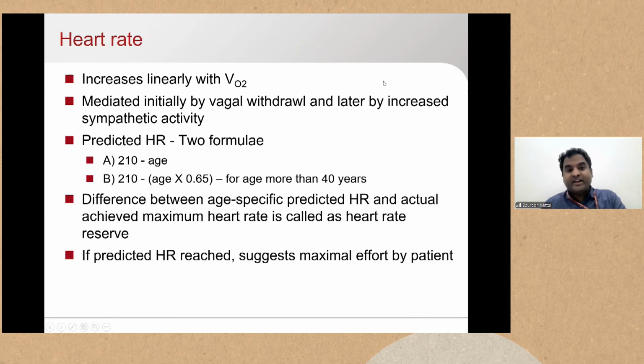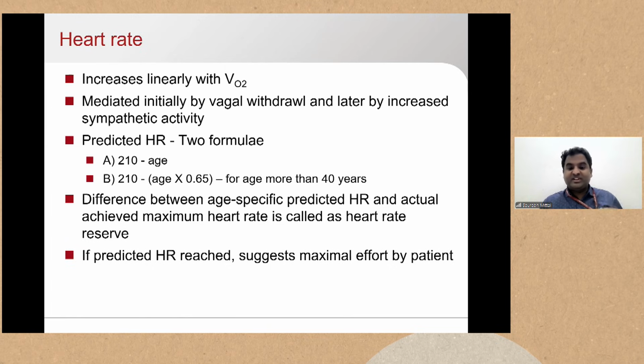For heart rate calculation, there is something called the predicted heart rate. Predicted heart rate is 210 minus age. Supposedly an individual who is 30 years of age is conducting a CPET, then his predicted heart rate would be 180. But if the individual is more than 40 years of age, like our patient who was 50 years of age, then you have to multiply the age by 0.65, and then subtract that value from 210 to get the predicted heart rate. What we want during the test is that the patient should reach as near as possible to the predicted heart rate.